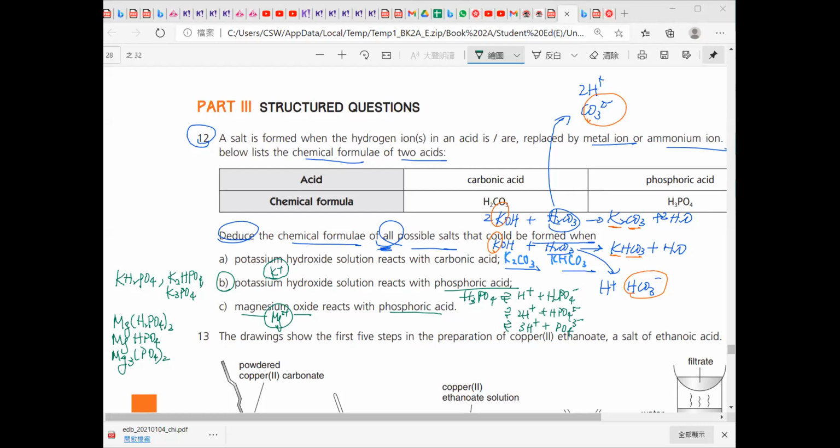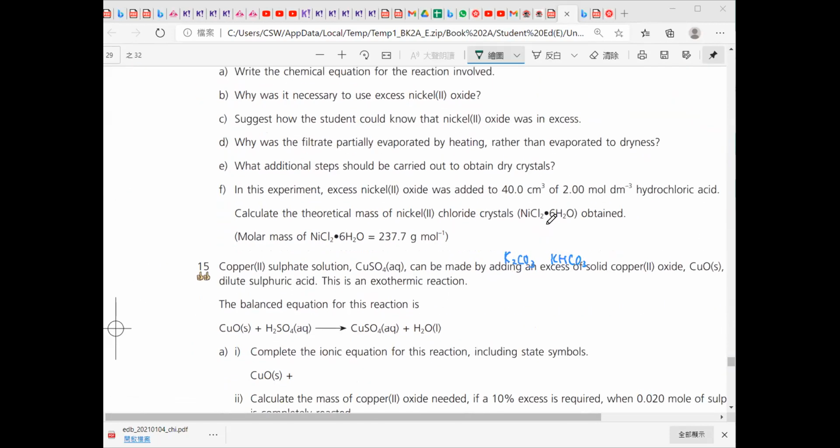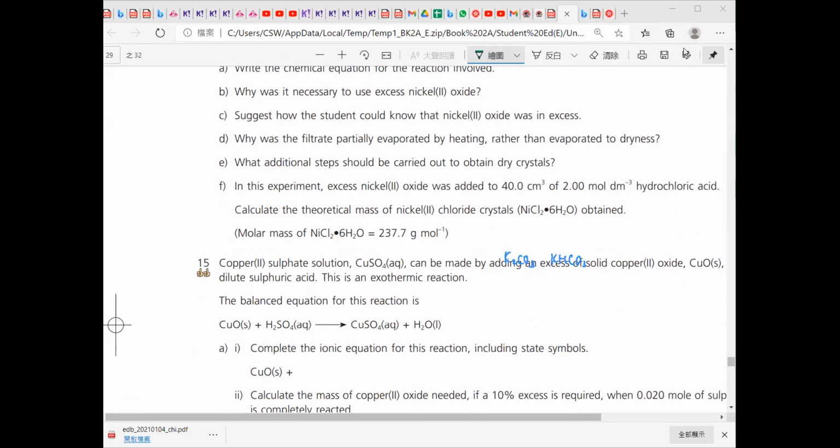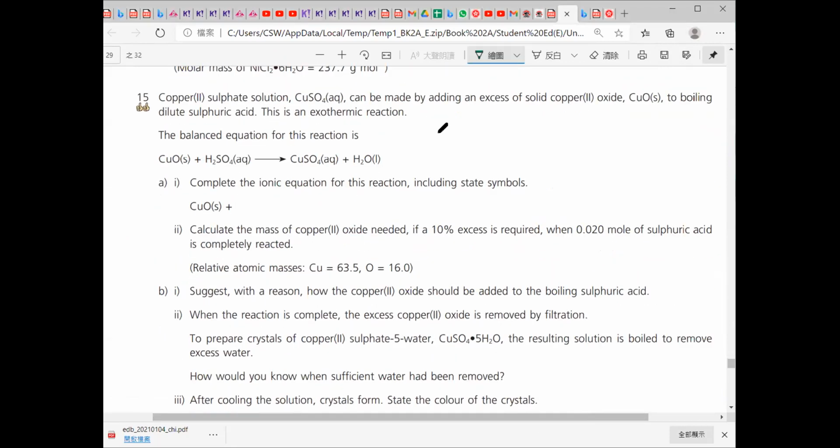Preparation of water-soluble salts, non-group 1. Okay, and please do question 15 now, altogether. Okay, you get what I mean. Question 15. Copper sulfate, do you find it? It can be made by adding an excess of solid copper oxide to dilute sulfuric acid, which is an exothermic reaction.